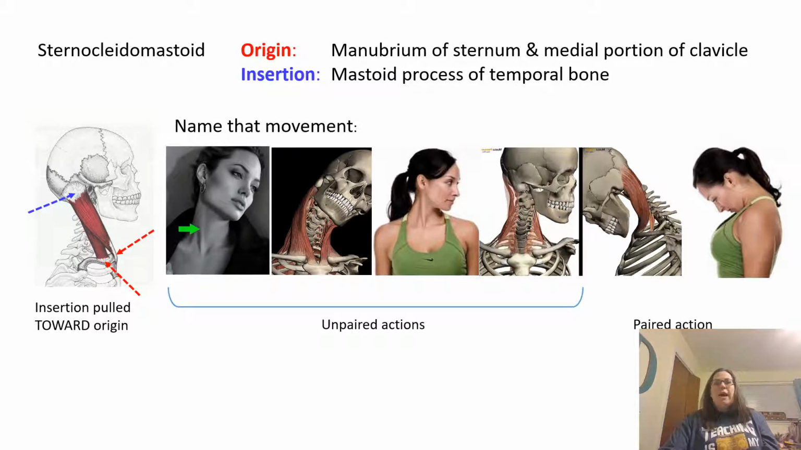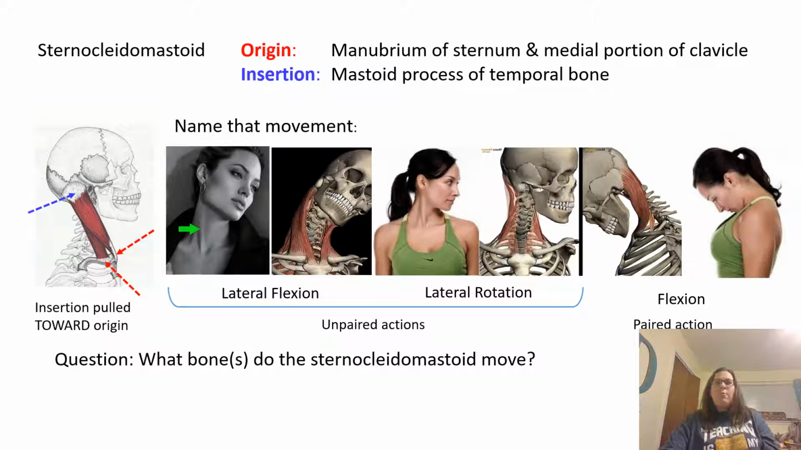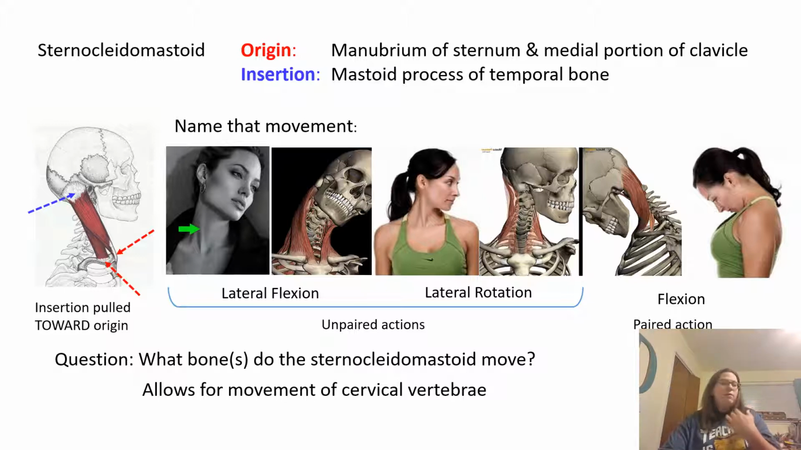Now, the unpaired action is when we move from side to side or turn the head. The paired action is when we pull down our chin to our chest and they work together. So you have lateral flexion, lateral rotation, and then what we call flexion. So what bones does the sternocleidomastoid move? It allows the movement of the cervical vertebrae because that's what it covers, so the cervical vertebrae can move the actual head.